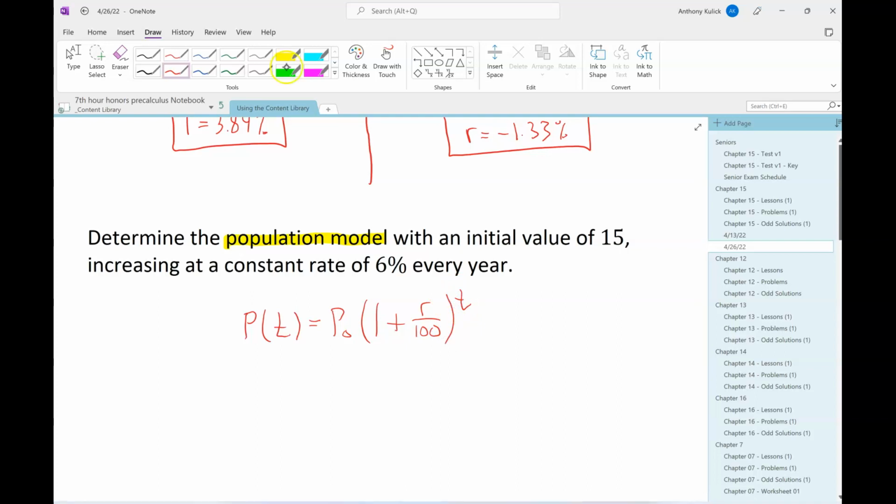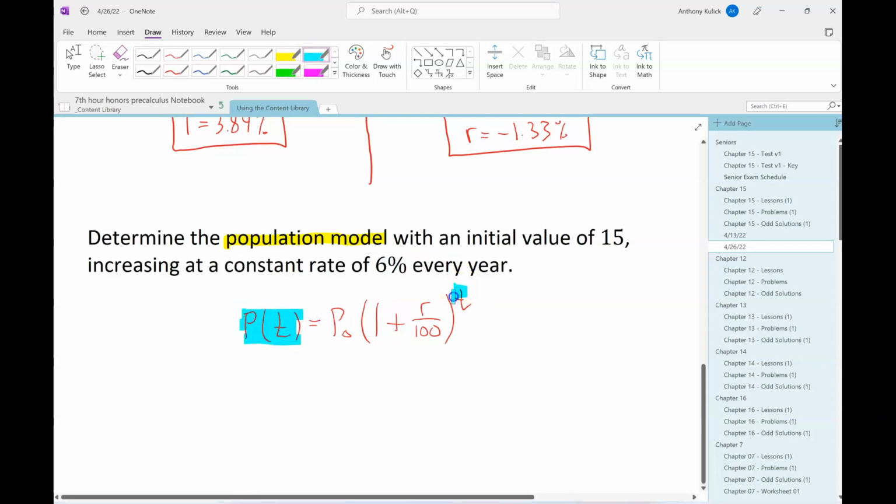And since it's a model, I know that I'm going to have a dependent and independent variable inside of my equation. So I'm not going to be plugging anything in for P of t or t. What will I be plugging in for P naught? 15. That's the initial amount. And plugging in for R will be 6, because that's the rate of change as a percentage.